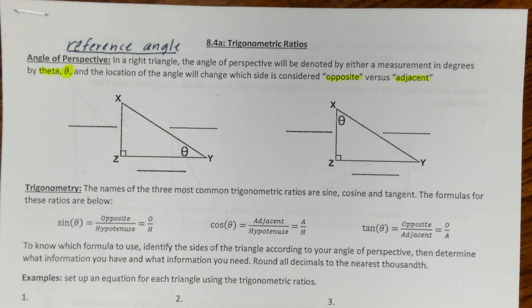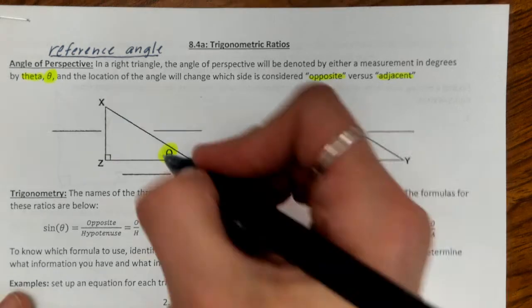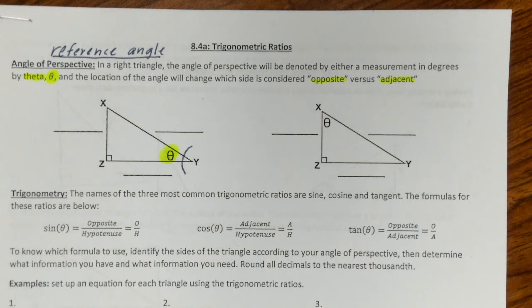You will never, ever, ever use your 90-degree angle as a reference angle. Please don't ever use that. You'll be given one of your two acute angles as your reference angle. So what do we mean by this? Well, this first triangle, we look at theta right here. This is our reference angle. I like to put an arc so it makes it really stand out.